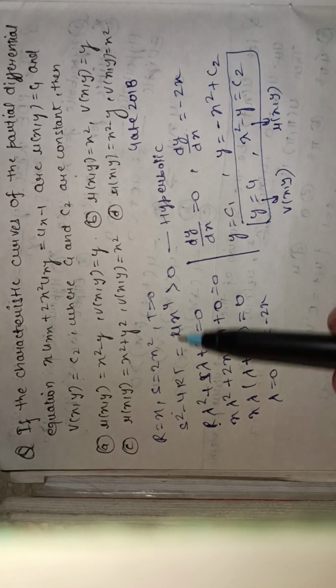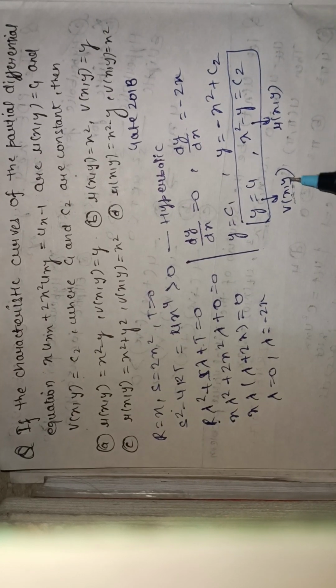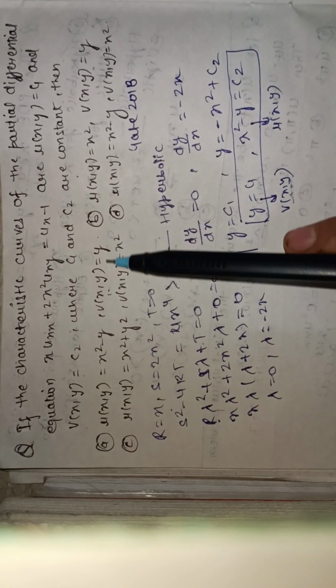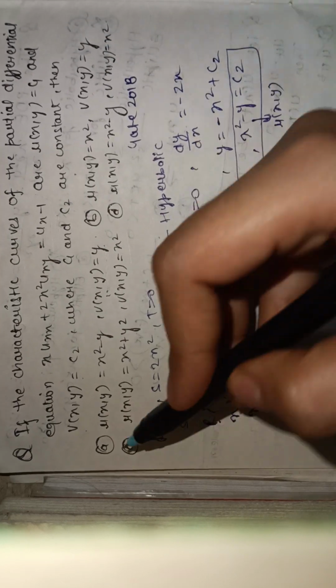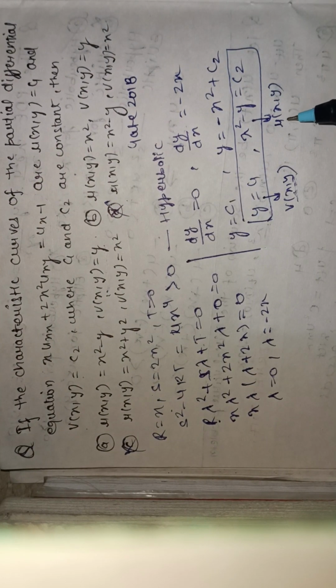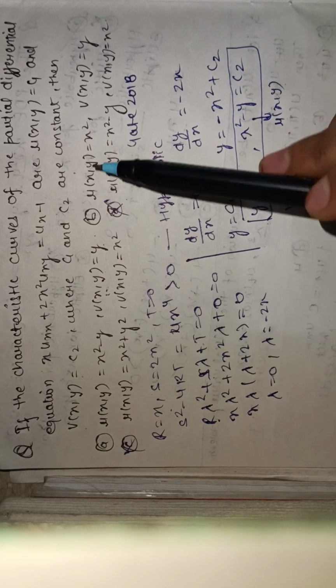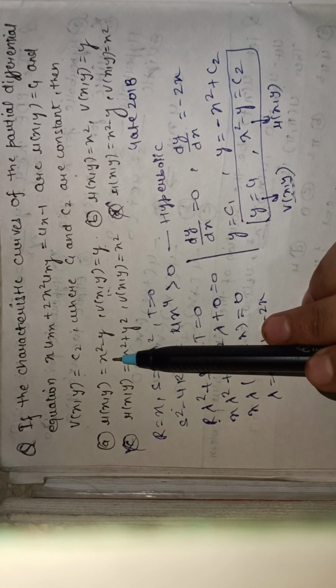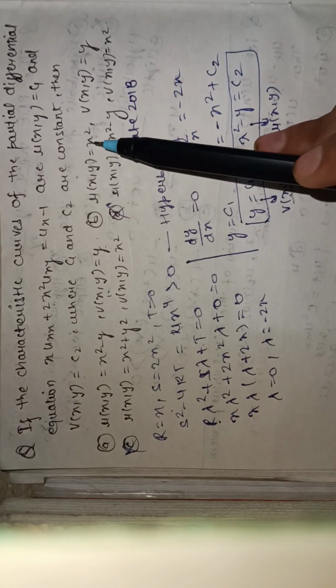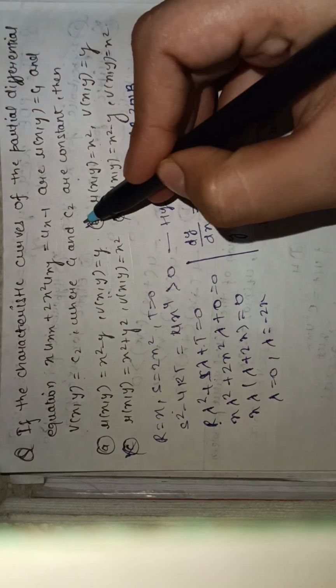First we see v of x,y. Here v of x,y is y, but in the options it is not. So option 2 is discarded, and options C and D are discarded. Now next we see mu of x,y. Here mu of x,y is x square minus y, and in the other option mu of x,y is x square. So this option is also discarded. So option A is correct. This is the solution of this question.